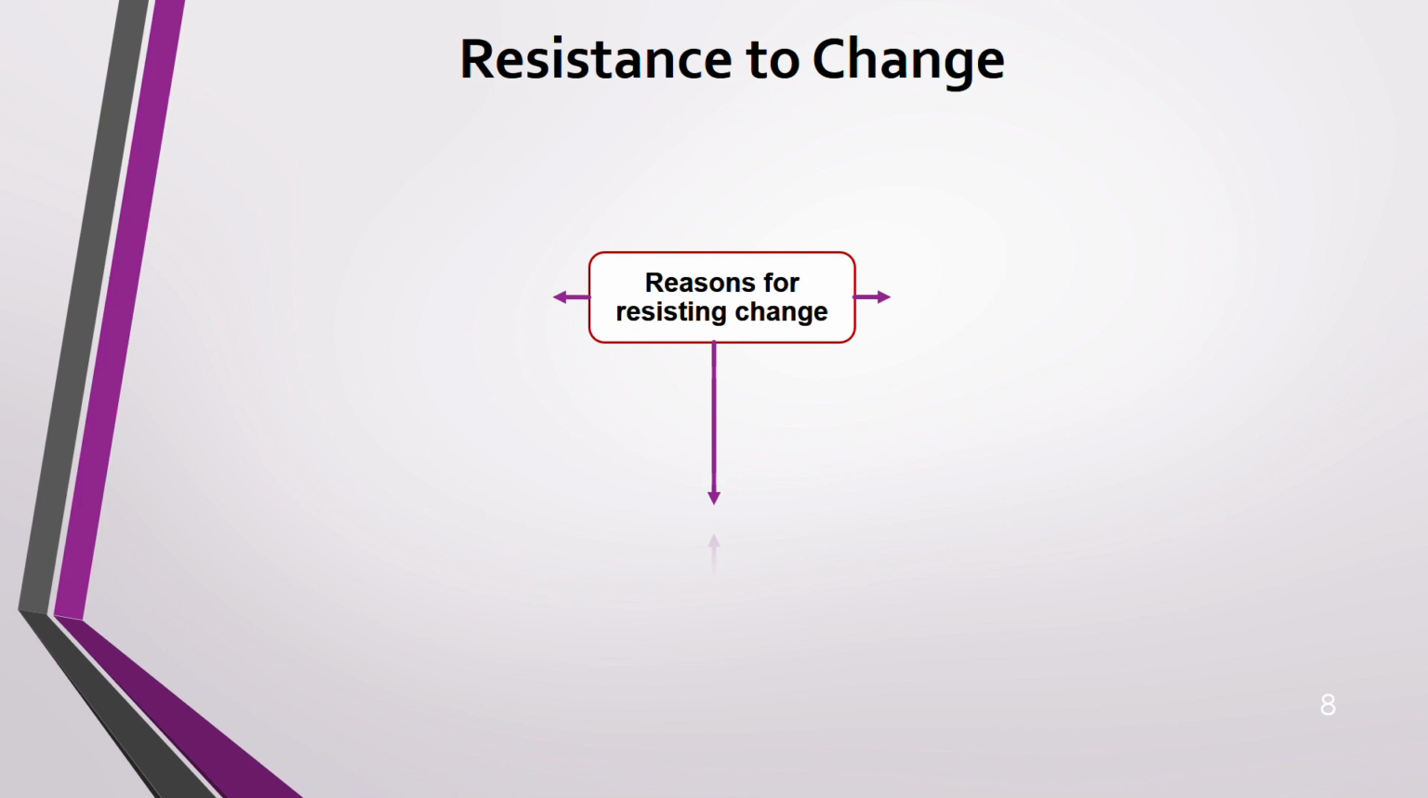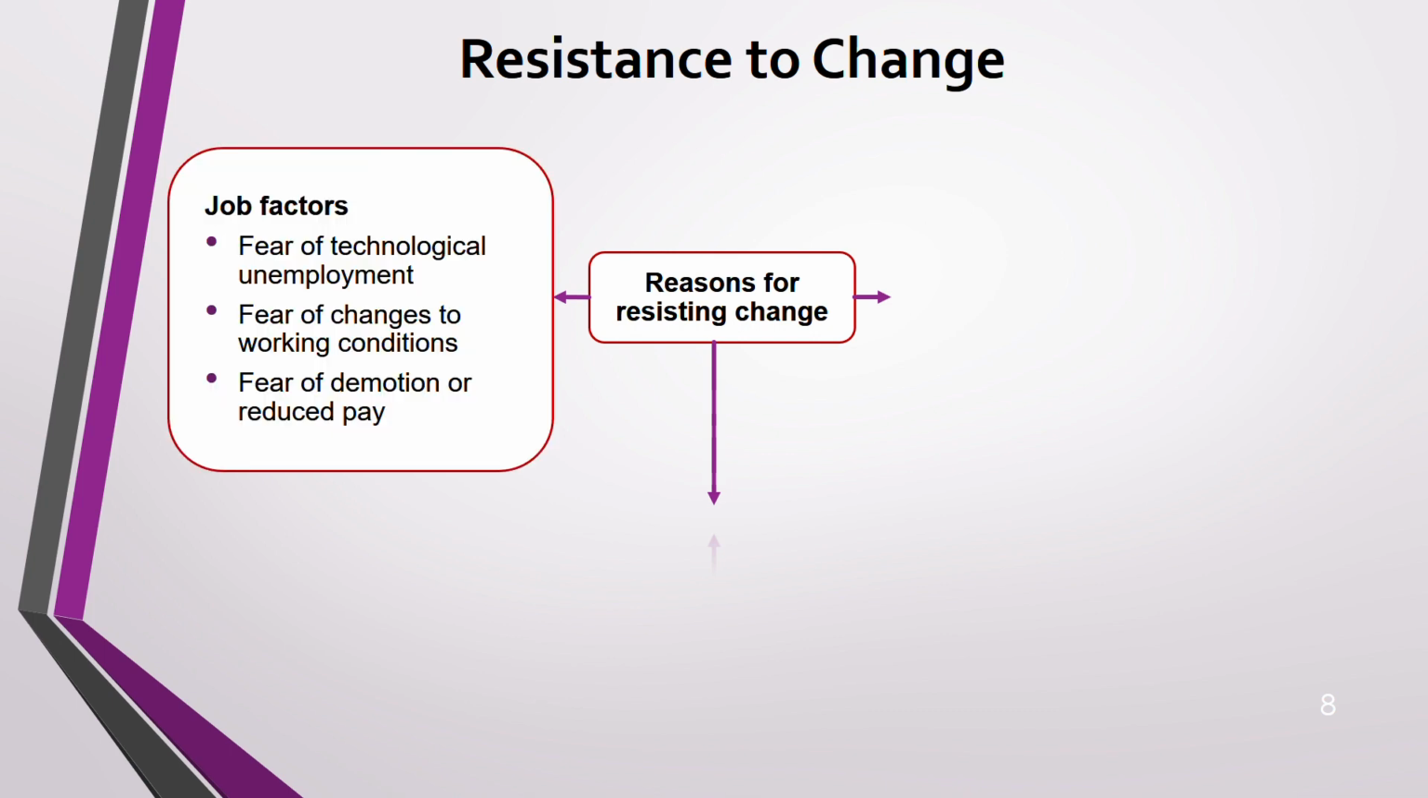Now you know the four types of change, right? Whatever the type of change is, we all know that no one likes change. People will resist. Your stakeholders will resist the change. But what are the reasons for this resistance? Because if you don't know the reasons, you cannot overcome this. There are three reasons. Number one, job factor. Your employees might fear that due to technological change, they will become unemployed, or there will be changes in the working conditions, or they might have reduced pay, or they will even be thrown out of the company, laid off, because of reconstruction and all those things. That could be one fear.